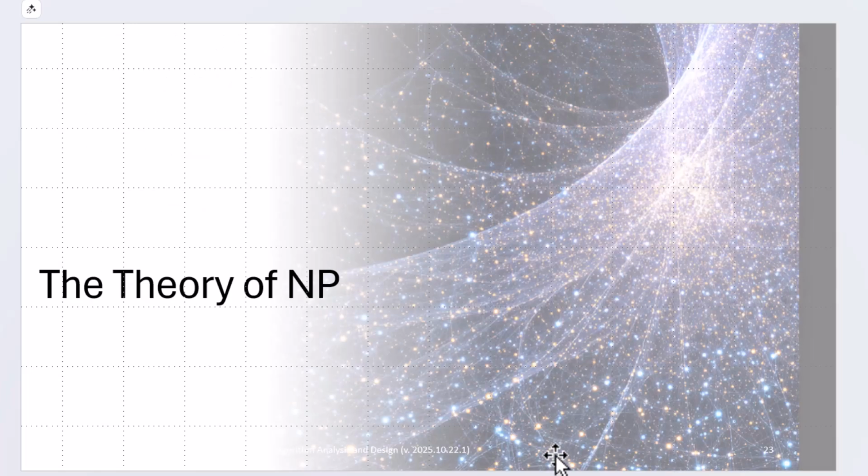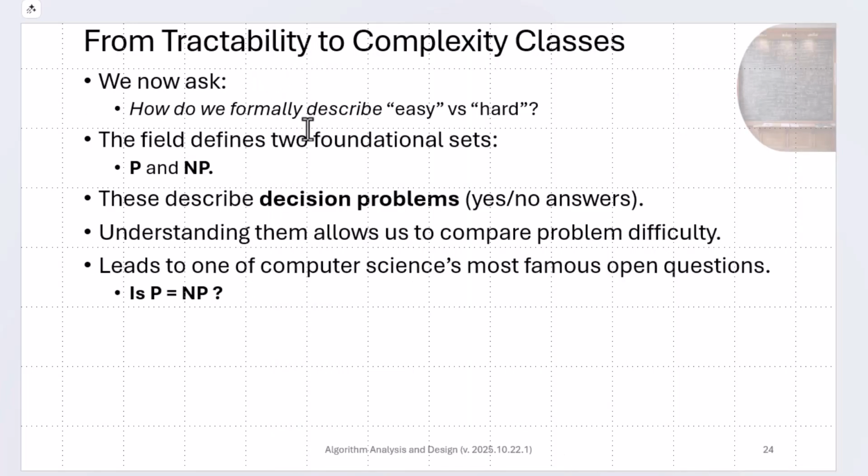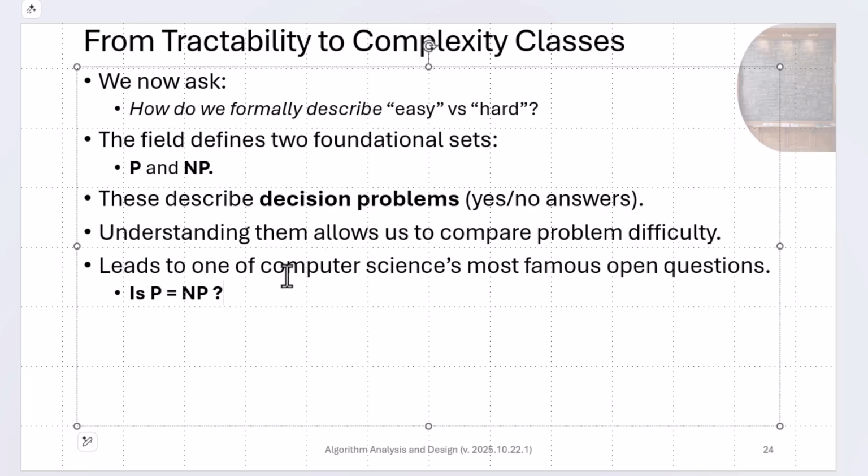So we get to the theory of NP. You've probably seen this before, hopefully. We now ask, how do we formally describe easy versus hard? And the field defines two foundational sets, P and NP. These describe typically decision problems, which are problems with yes or no answers, true or false, yes, no, on, off, things like that. Understanding them allows us to compare problem difficulty. And it leads to one of computer science's most famous open questions. Is P equal to NP? We've not proven it one way or the other. It's one of the Millennium Prize problems, and if anyone solves it, they get $1 million effectively.